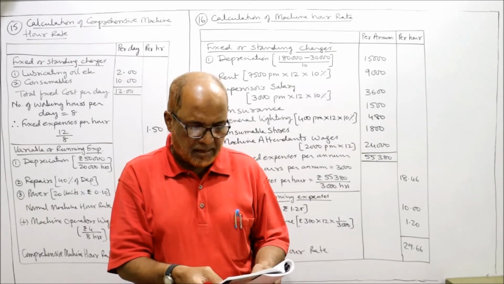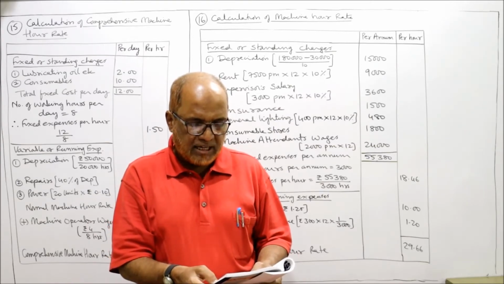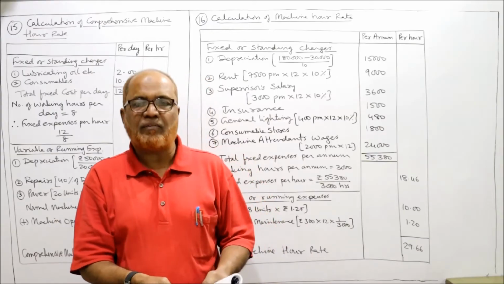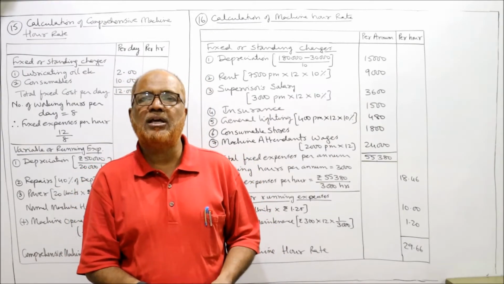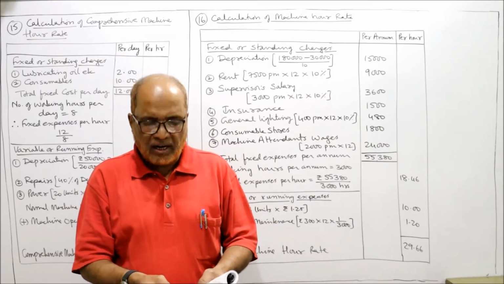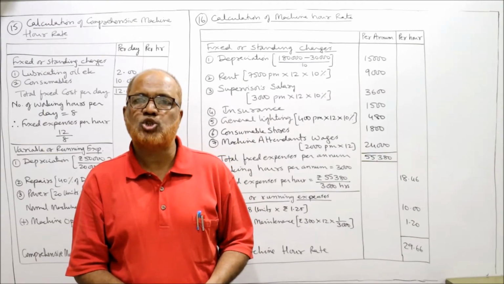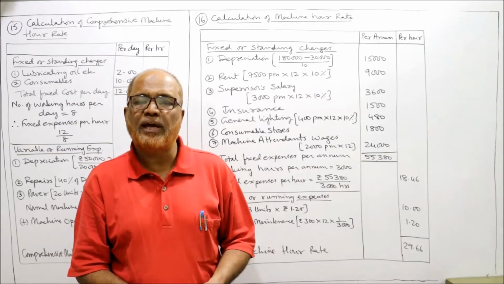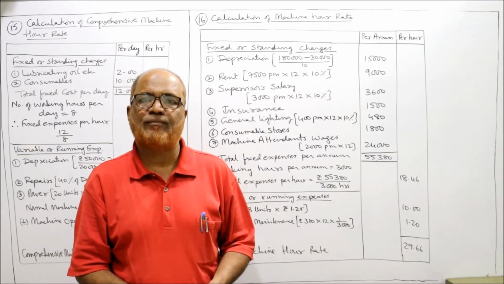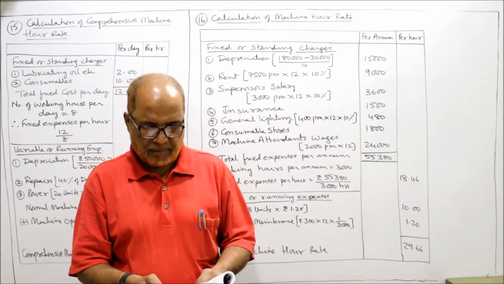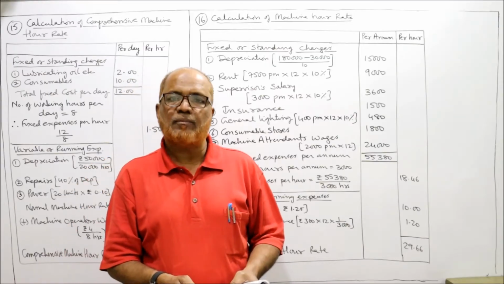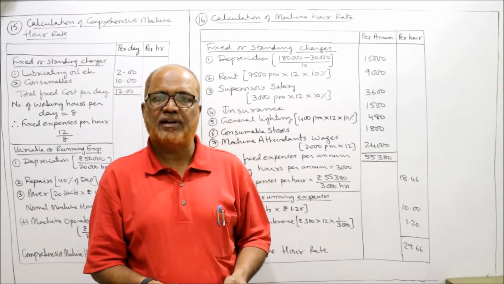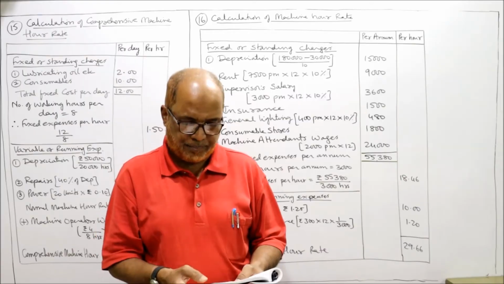That is supervisor's salary. Then power consumption 8 units per hour, rate of power 1 rupee 25 paisa per unit. So in 1 hour 8 units are consumed and per unit 1 rupee 25 paisa. So 8 into 1.25, that is the power charges per hour. And insurance per annum 1,500. This directly we will take because this is the insurance of the machine.